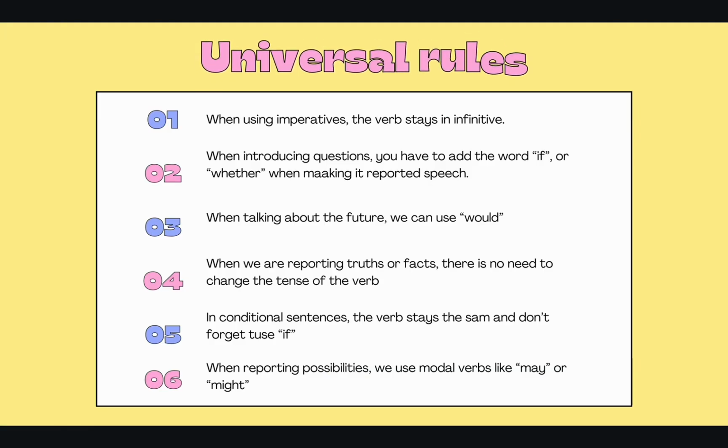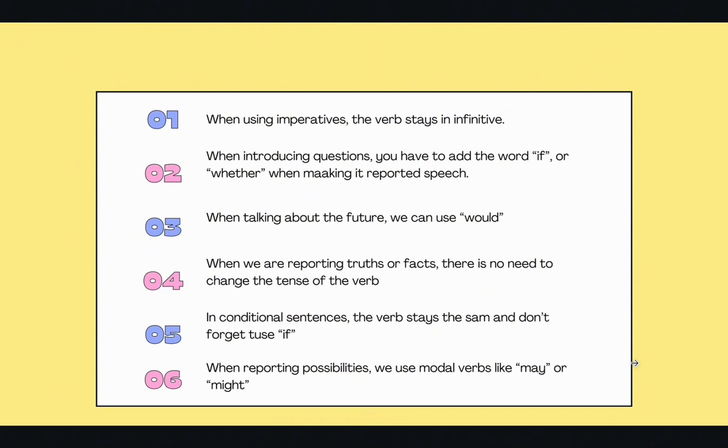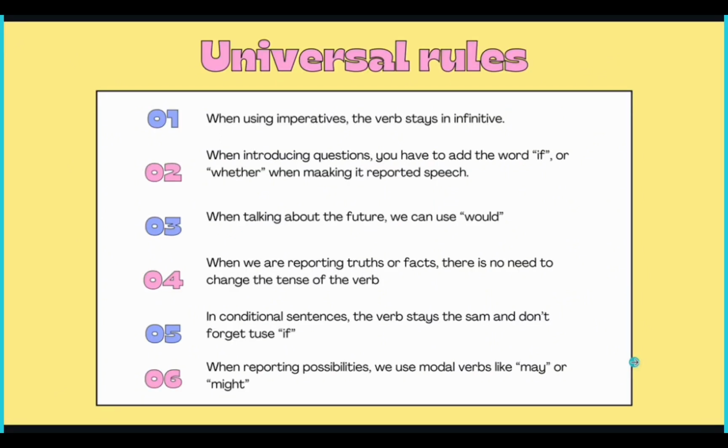Now, apart from all the steps we have seen before, there are some universal rules that we need to follow when using reported speech. There are 6 of them. The first one is when using imperatives, the verb stays in infinitive. For example, she said, "I need to do my homework." The verb need stays in infinitive. Rule number 2, when introducing questions, you have to add the word if or whether when making it reported speech. For example, Fatima asked if we could use calculators in the exam.